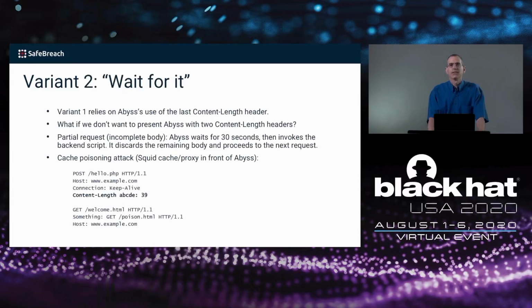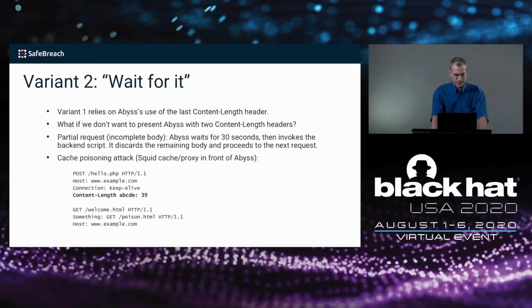Now, what if we don't like this way of feeding Abyss with two content length headers? What if we suspect that Abyss will fix this soon? So we discovered an interesting Abyss behavior, something that is also exhibited by other web servers: if the request is partial, it may still be fulfilled by the web server.